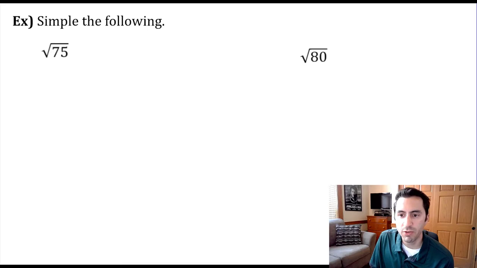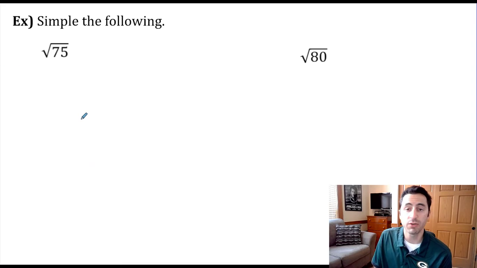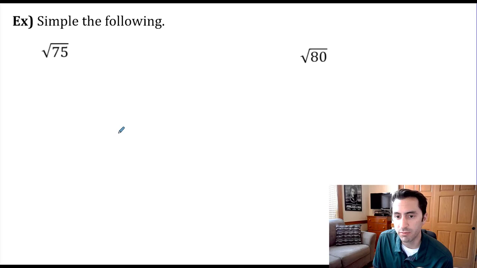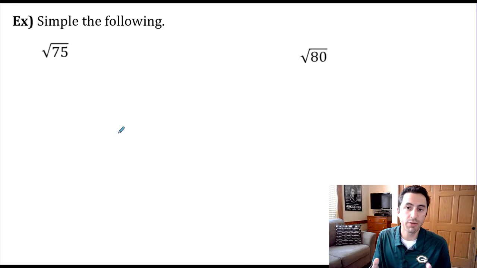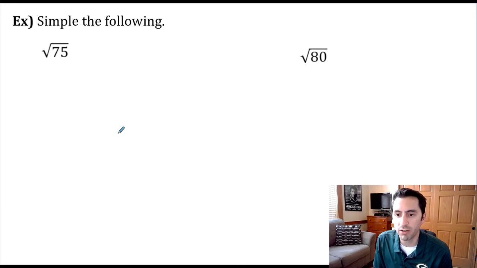So one of the main things we use the product rule for is to simplify radicals, so simplifying square roots. So I have a couple here. The first one is the square root of 75. Now the main thing we want to do when we're simplifying radicals is we want to take the number underneath the square root sign and we want to separate it into two numbers multiplied together.